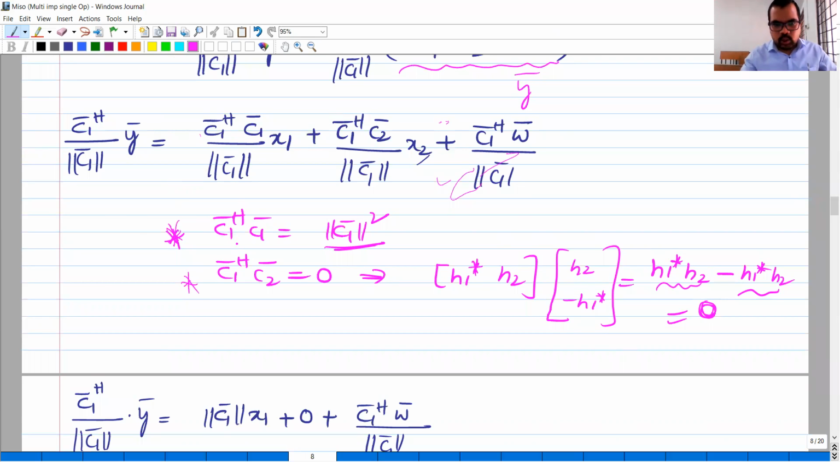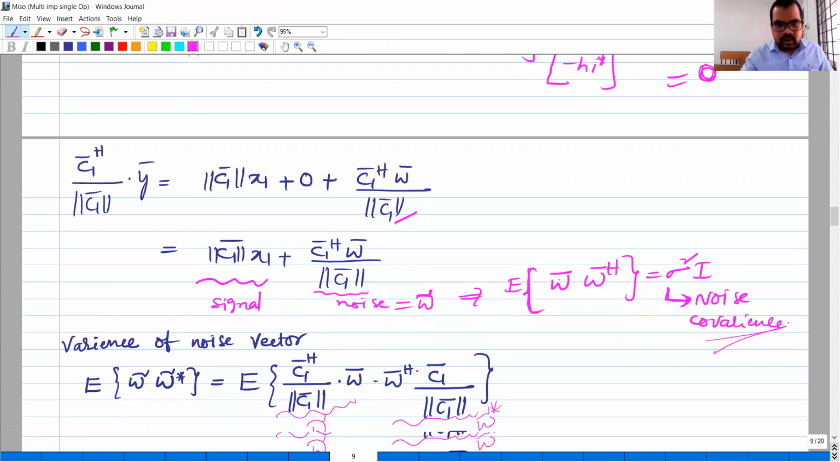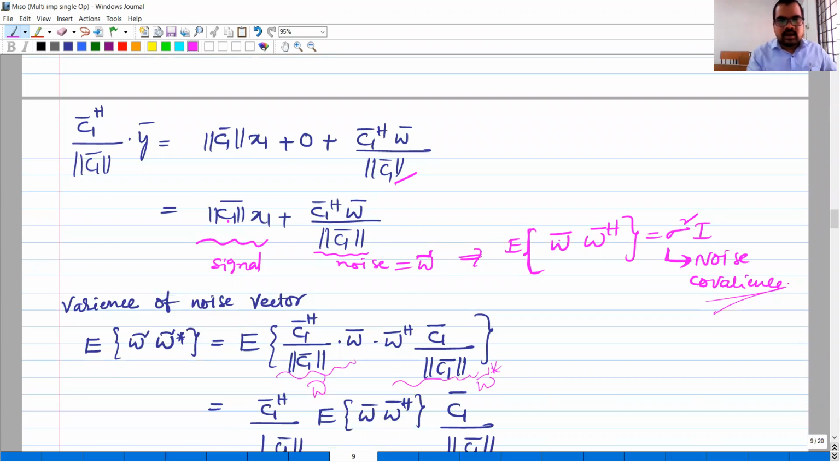Now I want to substitute these two properties here. It becomes C1 norm square by C1 norm, which is C1 norm into X1, plus the second term which is 0, then the third term. The resultant is C1 norm into X1 plus C1 Hermitian times the noise vector by C1 norm. Now this is the signal component and this is the noise component.